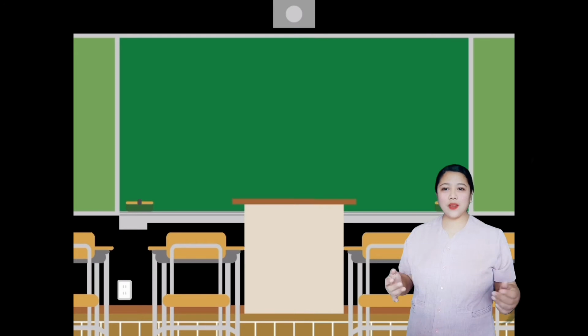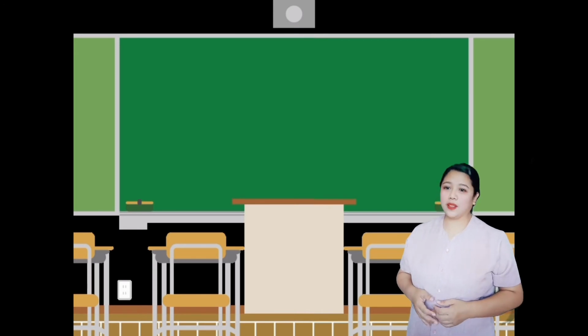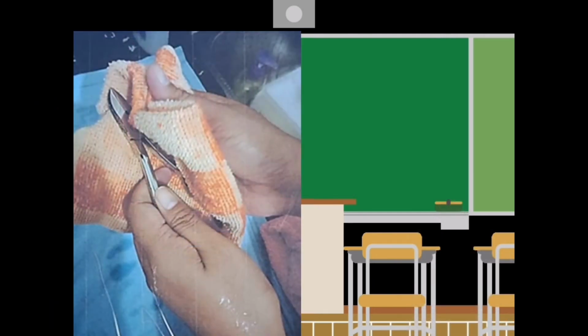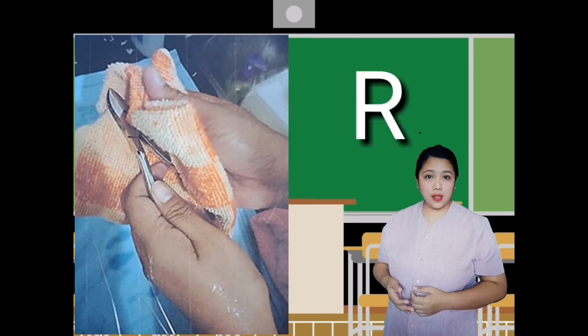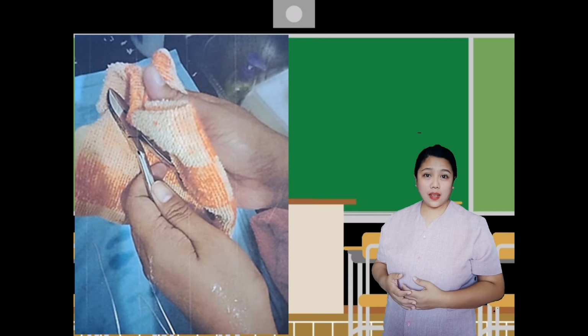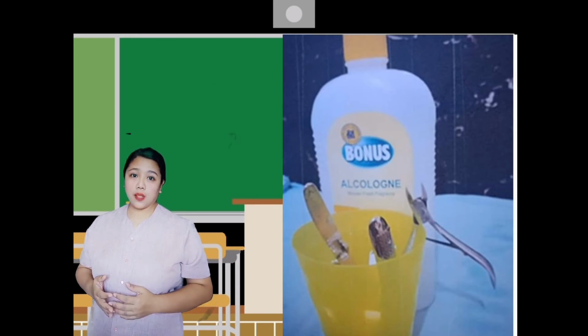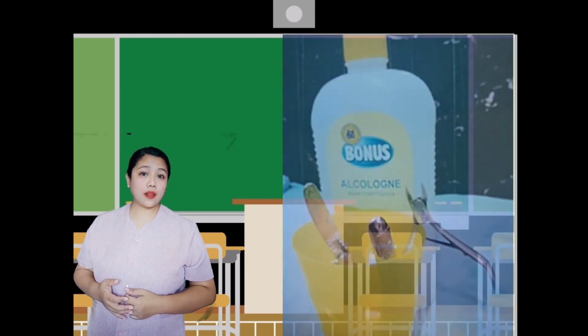We will have another activity. This is a picture parade in which you are going to identify whether the picture is a good practice or not by writing R if it is a good practice and W if it is not. That is a good practice in sanitizing and sterilizing. It is W. It is not a good practice because the implement should be soaked into the disinfectant.